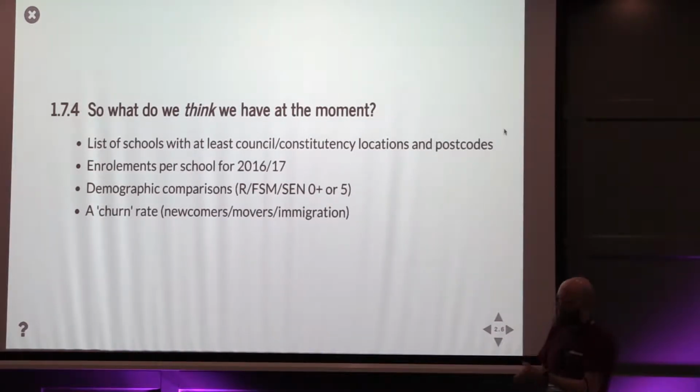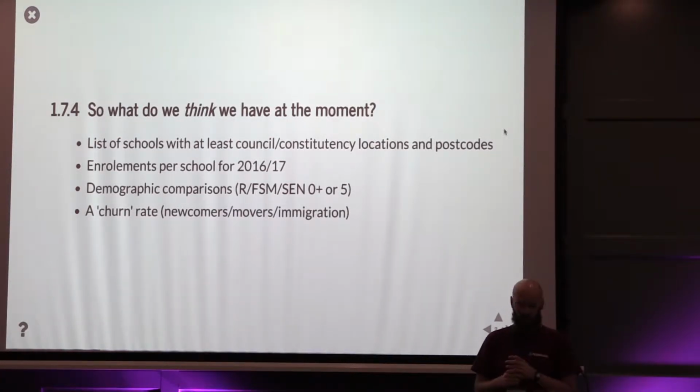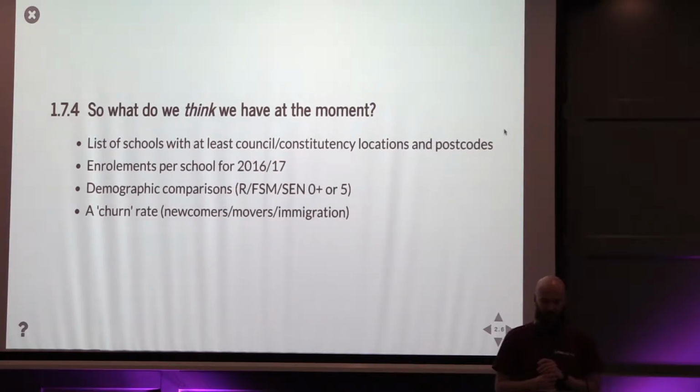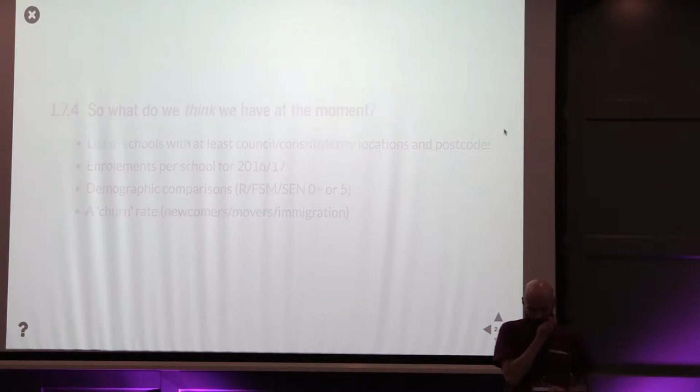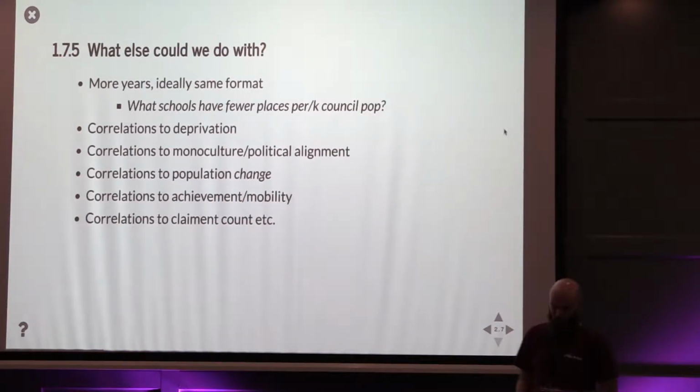But what do we think we have? A list of schools at a council or constituency level and postcodes, enrolments for 16-17, demographic comparisons, and a churn rate, but it's so vaguely defined that we don't actually know what we can do with it. What would we like to have? We'd like to have more years with the same format. Sorry, I've got PTSD from dealing with this data set.